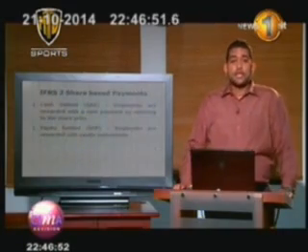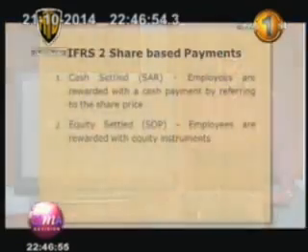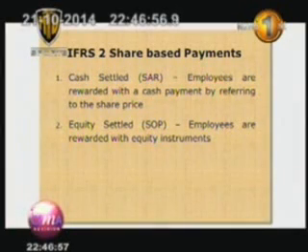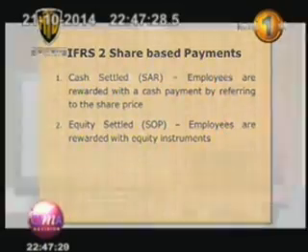We are moving into the next standard, another easy one. This is going to be IFRS 2 share-based payments. Share-based payments can be divided into two categories: equity settled and cash settled. Equity settled means if the employee is going to remain within the company for a given time period, he will be allotted shares of the company. Cash settled is where if the employee is going to be within the company for a given time period, he will not get shares, but rather he will get a cash payment, but the cash payment will depend on the share price of the company.